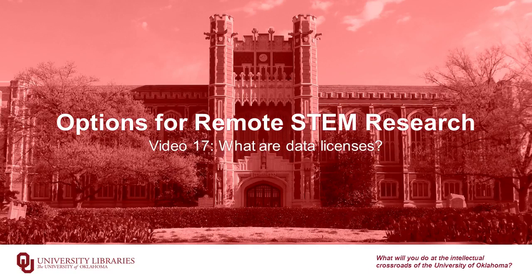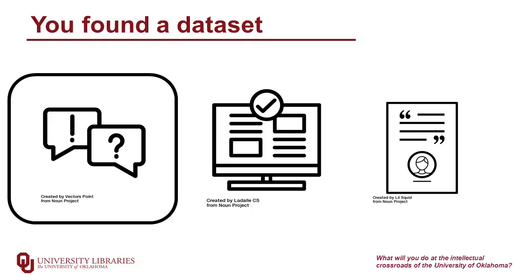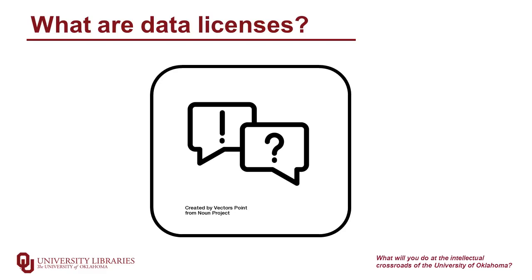Today, in video 17 of Options for Remote STEM Research, we're going to discuss what data licenses are. Most resources focus on picking a license, but because we're talking about using existing datasets, today we're going to assume you already have an existing dataset that you're looking at, so you're using something that already has a license. First, what is the purpose of a license? Licenses are permissions to use items that are under copyright.